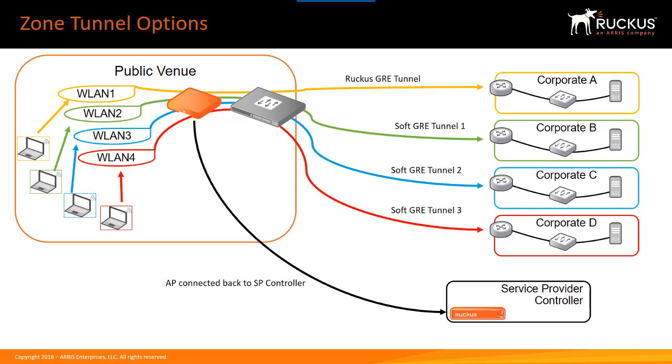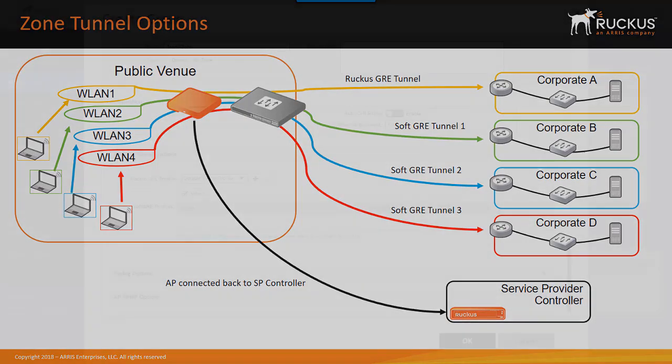So with the SmartZone network controller, we have the option of creating 4 tunnels per access point. One of those can be a Ruckus GRE tunnel that'll terminate back to a Ruckus virtual SmartZone data plane. And then we have 3 soft GRE tunnels available to us that we can branch off 3 other WLANs, or more than 3 WLANs, to those different company networks. So again, we're showing an example here of a single WLAN going to a single company, but multiple WLANs can all tunnel back to one of these soft GRE tunnels or this Ruckus GRE tunnel. So there's some flexibility there.